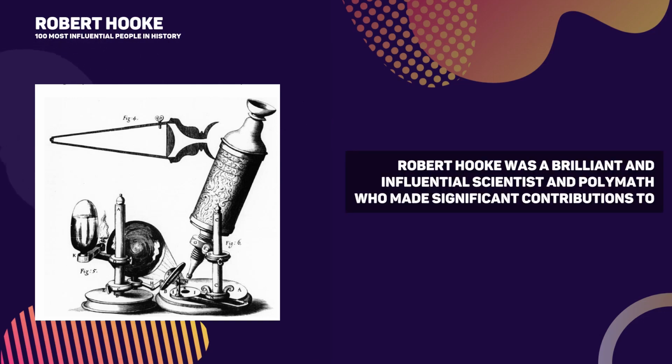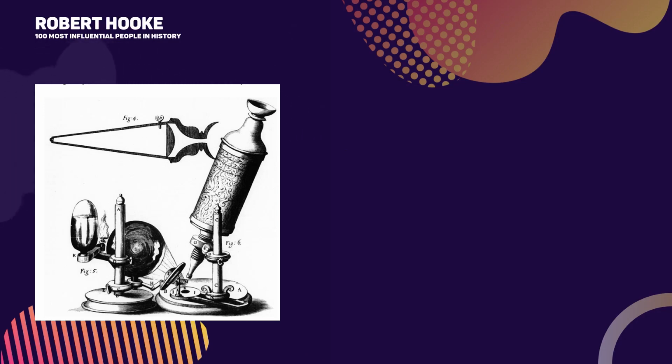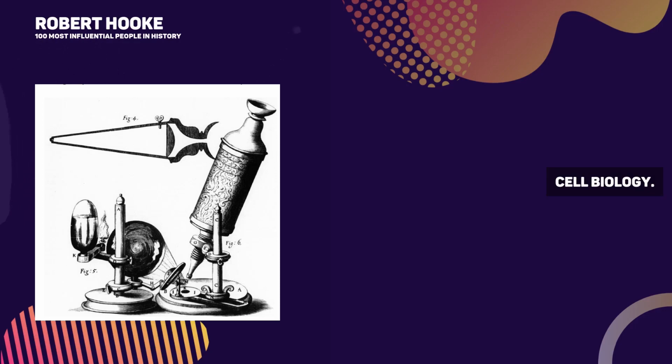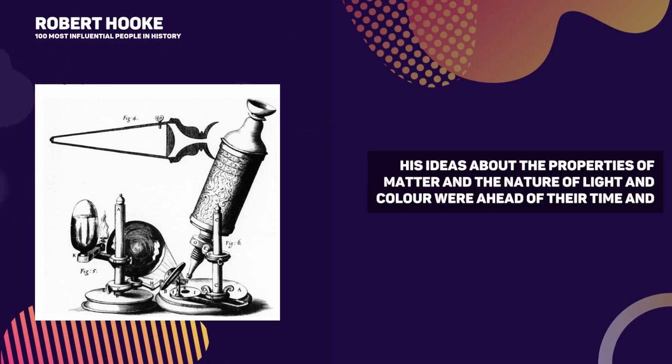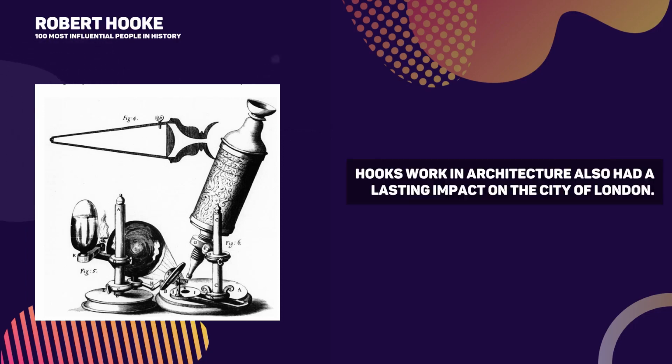Robert Hooke was a brilliant and influential scientist and polymath who made significant contributions to the fields of physics, biology, and architecture. He was the first to observe and describe the structure of cells, which laid the foundation for the field of cell biology. His ideas about the properties of matter and the nature of light and color were ahead of their time, and were later developed by other scientists. Hooke's work in architecture also had a lasting impact on the City of London.